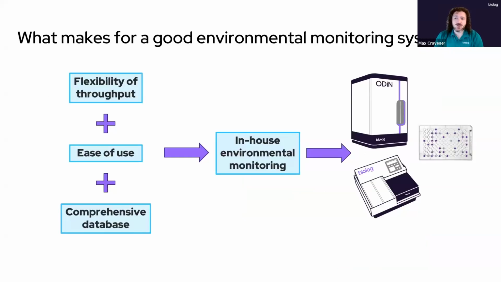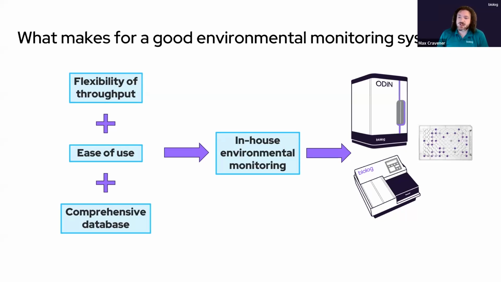So then what makes for a good environmental monitoring system? Well, we believe that this can be broken down into three major factors. First is ease of use, which is necessary for quick training and reproducible results. Second is flexibility of throughput, as depending on your lab, facility, or research goals, you may need to be running only a few samples or up to hundreds of samples per month.